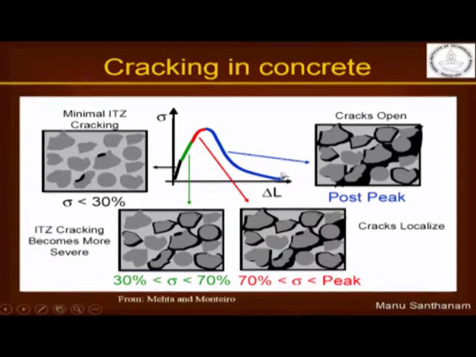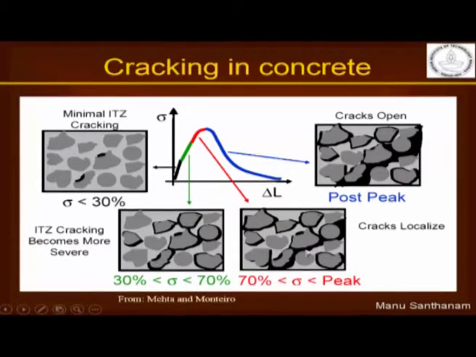So once again, just to show you this strain softening behavior in concrete, you again see the same sort of diagram here. There is minimal ITZ cracking at very early stages. As you increase the load further, you start seeing that your aggregates, the zone around the aggregates, the cracks have developed more and more. If you reach from 70% to ultimate stress, these cracks have formed a localized band. Okay, you see this is the localized band of cracks that is formed.